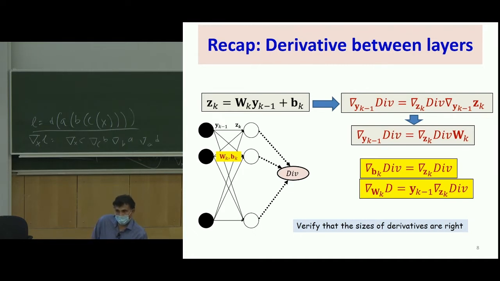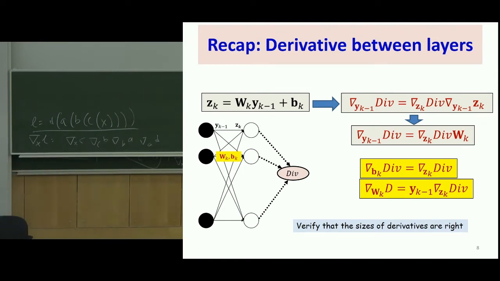Yes? So I have a question for the derivative of d with respect to w. Do we need to take the transpose of y? Because y is currently a column vector. I believe it should be a row vector. Which one? The derivative of d with respect to w. Okay, let's work this out, right?